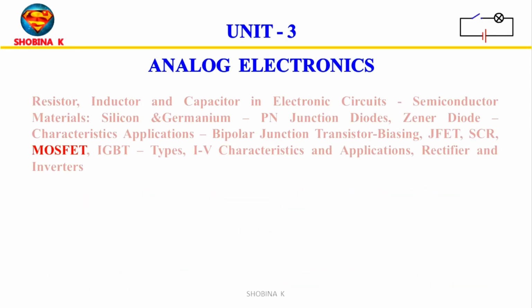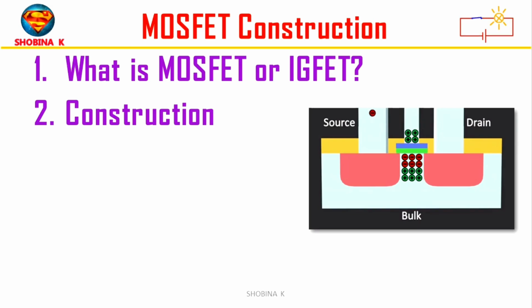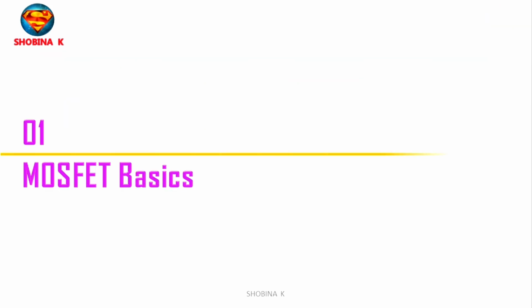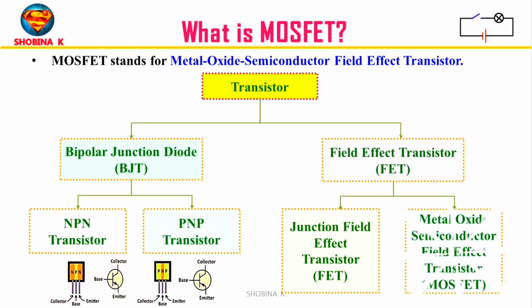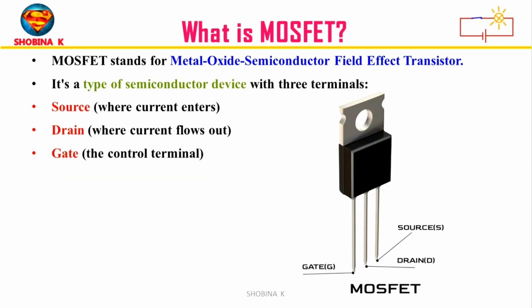Make use of it. In this session, we will cover two key topics. First, what is MOSFET? And second, the construction of a MOSFET. Let's get started. MOSFET stands for Metal Oxide Semiconductor Field Effect Transistor. It is a semiconductor device with three terminals, which are gate, drain, and source.